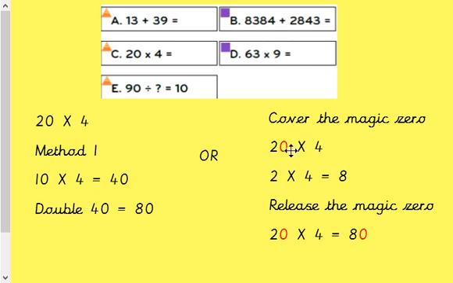Or you could do what we've been doing from quite a long way back actually during these sessions. You could cover up the magic 0. So if you've got 20 times 4, cover up the 0, you're left with 2 times 4. Well, 2 4s are 8, and then you could let the magic zeros back out again to make it 80.